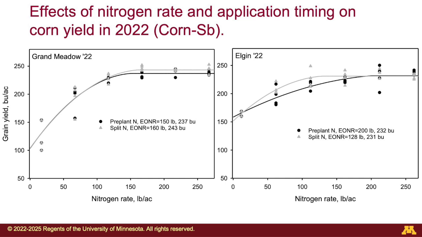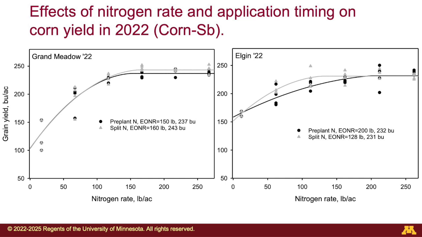So what we have here is each of these dots represents an individual plot, 4 replications of 5 rates plus a control, and the controls are the same for both pre-plant application, which are the black circles, and the gray triangles are the split N application. And the split was applied as about 2/3 of the N put on at planting, and the last third was held off until side dress. That last third was generally either 50 pounds for corn after beans or 60 pounds held for corn after corn.